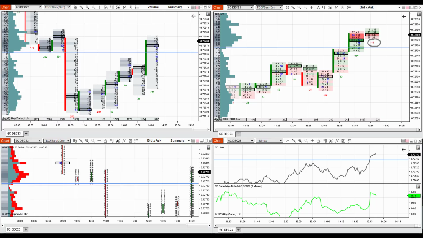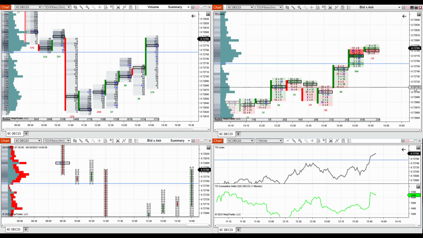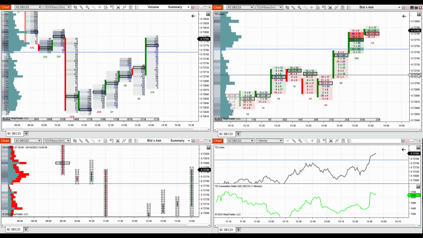All right, the delta is the difference between bid and ask, so it is the difference between this column and this column. Simply put, it is the difference between aggressive sellers and aggressive buyers. So if it's negative, then aggressive sellers are dominating the market. And that's what I want to see. I want to see strong negative delta. You can also see the delta visually in here.